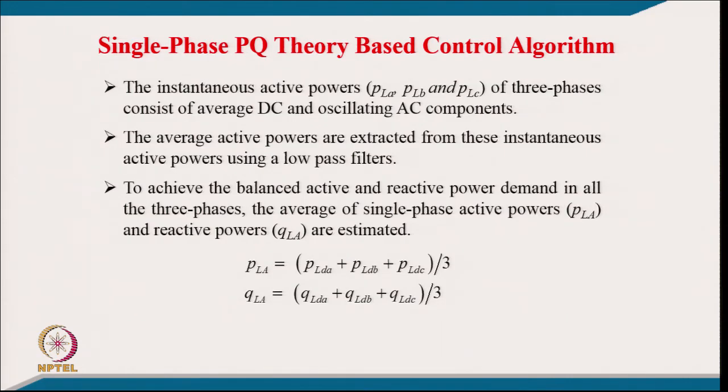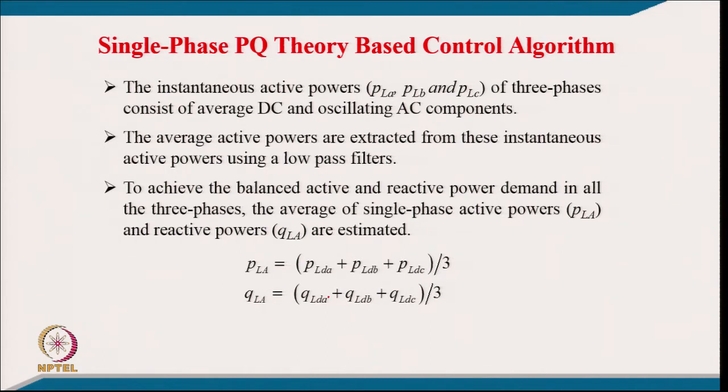The instantaneous active power of 3 phases consists of a DC component and an oscillating AC component, and the average active power is extracted from the instantaneous power using a low pass filter, which we discussed in the block diagram. To achieve balanced active and reactive power demand for all 3 phases, the average of the single phase active power is taken. So, you can add them and divide by 3, so that you get the per phase active power, typically for load balancing.